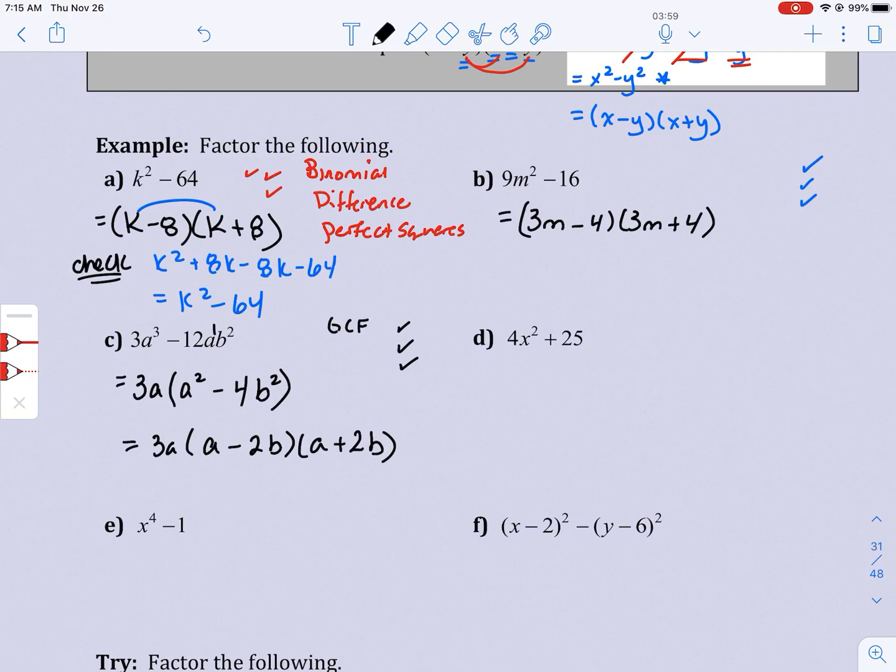Okay, let's look at the next one. I don't have a GCF there. Is it a binomial? Yes, it is. Is it a difference? No, it is not. So this cannot be factored. It's not a difference of squares.